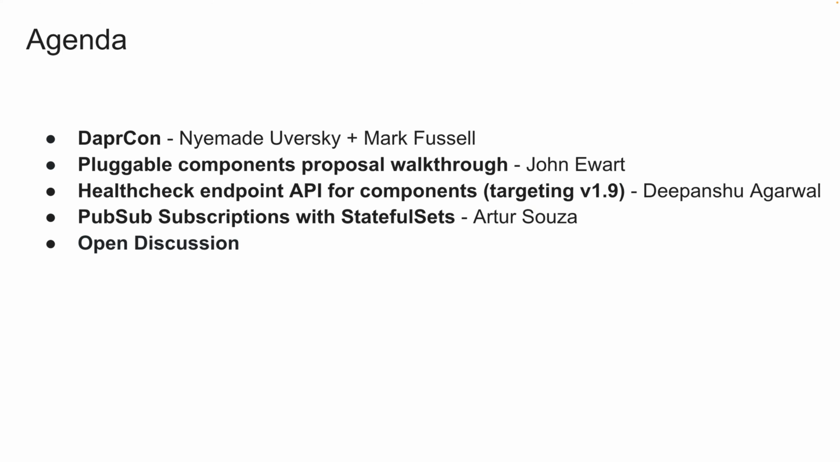This time, we're going to do a deep dive into the proposal itself, where John will walk through that. Next, we're going to take a sneak peek at a feature targeting the 1.9 milestone, which is the health check endpoint API for components. And then lastly, Archer will show a feature that's available today, which is pub sub subscriptions with stateful sets. As always, we wrap things up with an open discussion. Anything that's top of mind, we can use that time to discuss as a group.